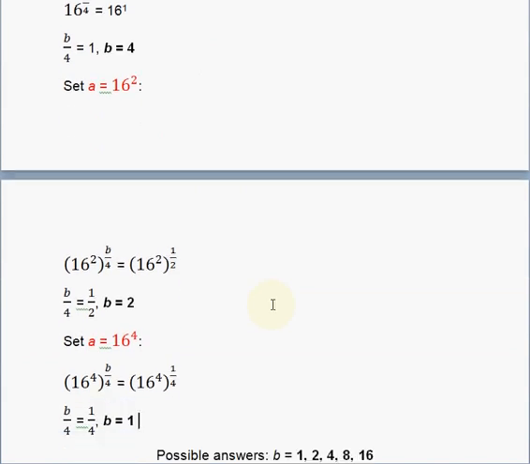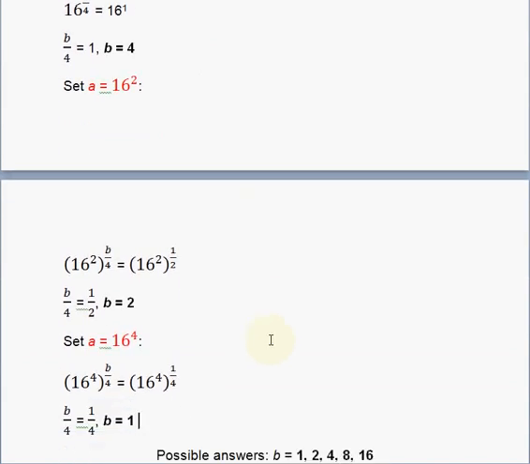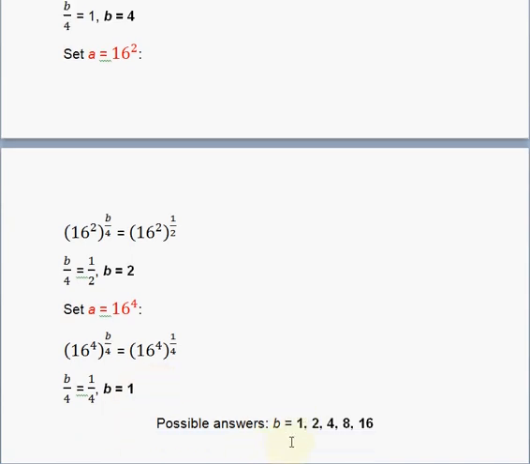Okay? So now we're ready to play around with the b's one and final time. You know, I'm getting tired with my voice here, but I need to finish this problem for you guys. So b over 4 is equal to 1/4. And that's very easy, right? Multiply both sides by 4. b is equal to 1. Bingo. Very good, right? So we have possible answers for the b: 1, 2, 4, 8, 16.